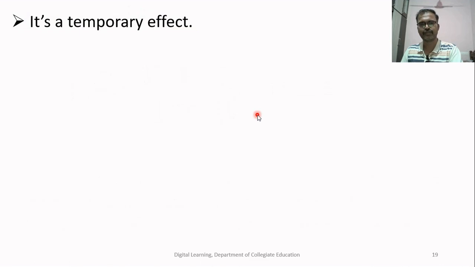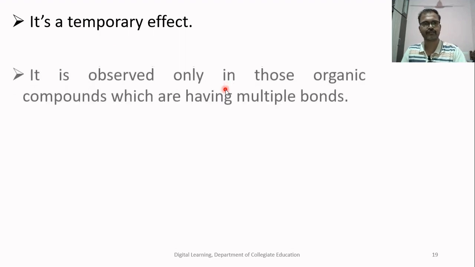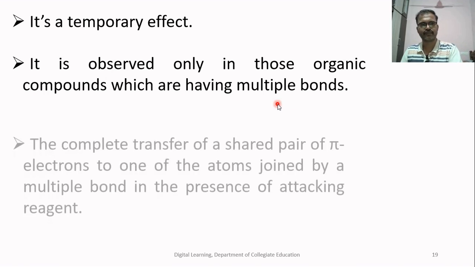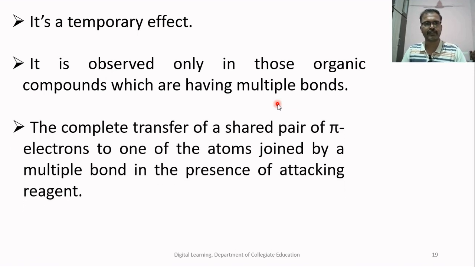So the points to be remembered here are: it is a temporary effect because it operates only in the presence of the attacking reagent. It is observed only in those organic compounds which have a multiple bond. You cannot get it in saturated compounds. And it involves the complete transfer of the shared pair of pi electrons to one of the atoms joined by a multiple bond in the presence of the attacking reagent.